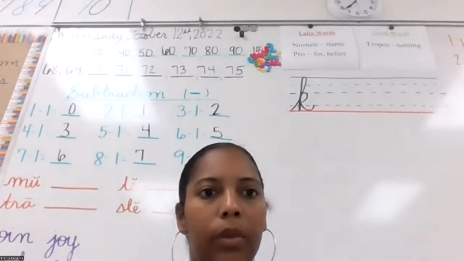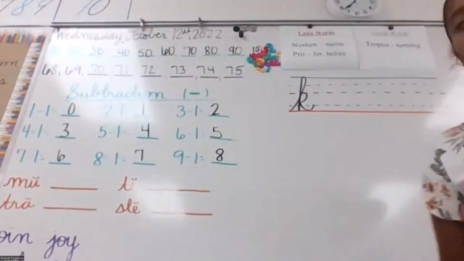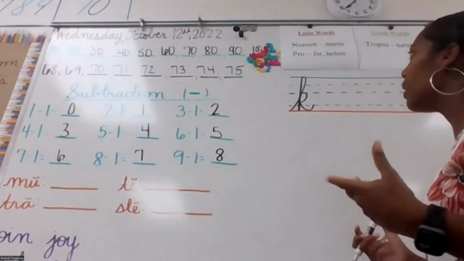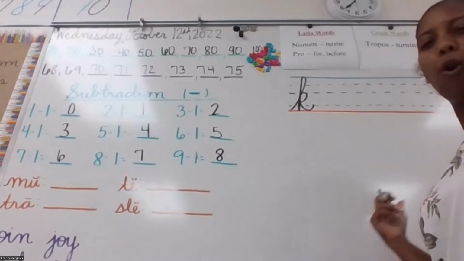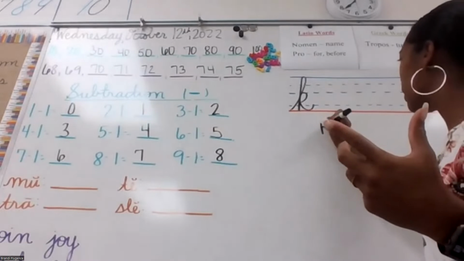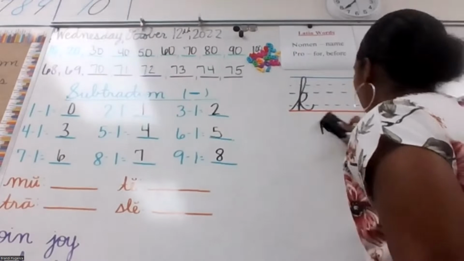All right, so lowercase letter K, I'll go ahead and review it and then I'll let you work on it. So it's kind of sort of like an L and then like an R mixed, like a cursive L and R. You know how R is like that? It's kind of look like that. But instead it's a little different.